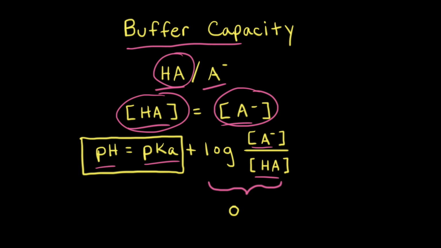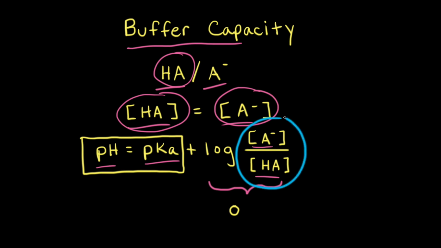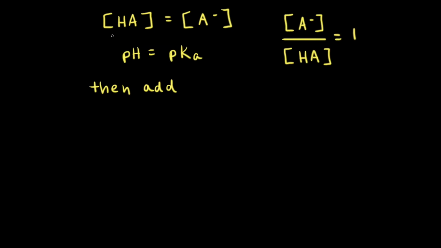So we're going to start with our buffer solution having a pH equal to the pKa of the weak acid, and we're going to think about what happens to the capacity of that buffer to neutralize added acid or added base. It's also important to note that this ratio of the concentration of conjugate base to the concentration of weak acid is what determines the pH of the buffer solution. So as the ratio changes, so does the pH. So we're starting with our concentrations equal, and the pH of the solution is equal to the pKa of the weak acid, and our ratio is equal to 1.